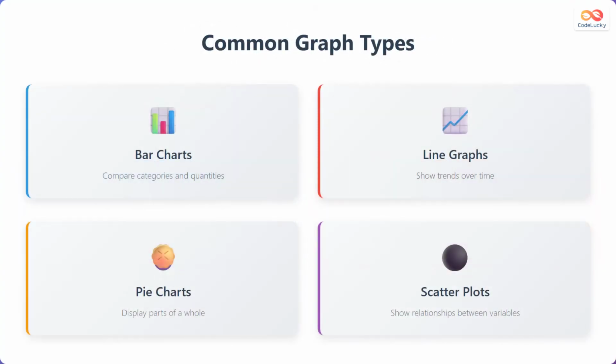Let's explore some common graph types you will encounter. We'll start with bar charts. Bar charts are excellent for comparing categories and their quantities. Next, we have line graphs, which are perfect for showing trends over a period. Then there are pie charts. Pie charts are used to display parts of a whole, often represented as percentages. Lastly, we have scatter plots, which help show the relationships between two different variables.